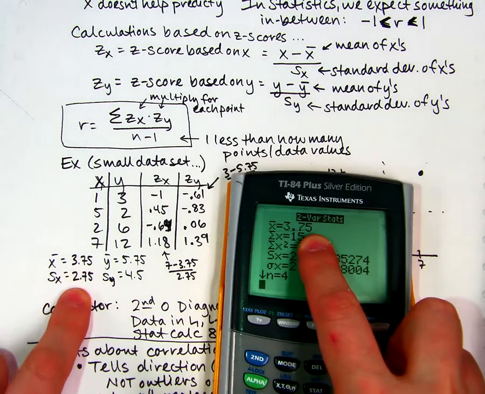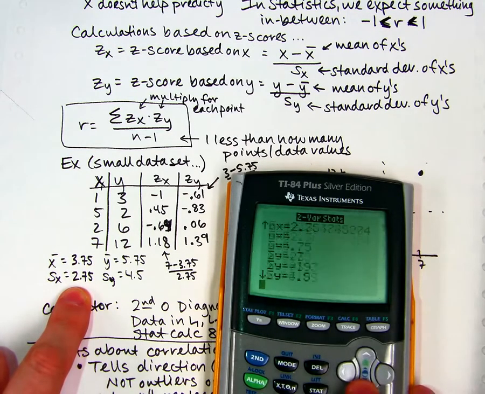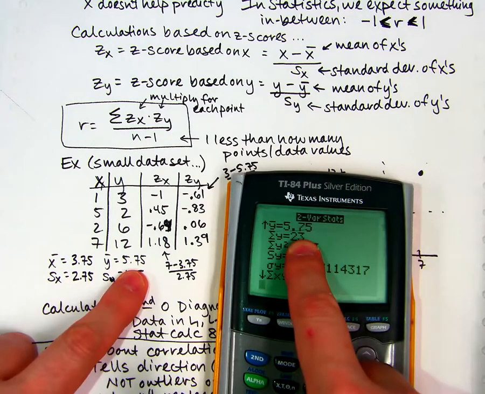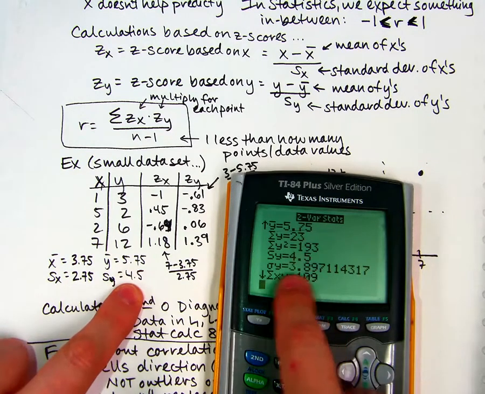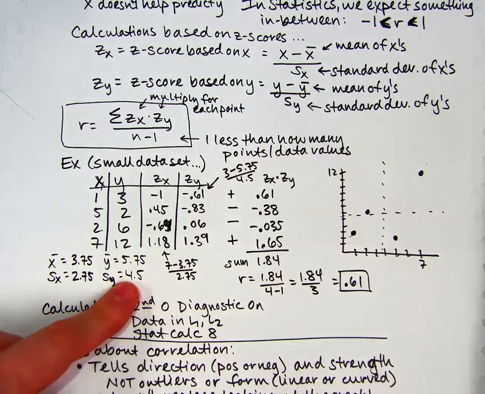That's where I got that number from. SX, which is the standard deviation, and then if you scroll down, it will do the same thing with the Y's. So Y bar, which is the mean Y value, 5.75, and SY, which is 4.5. I got those numbers by doing 2 variable stats on my calculator. And then I found the z-scores.